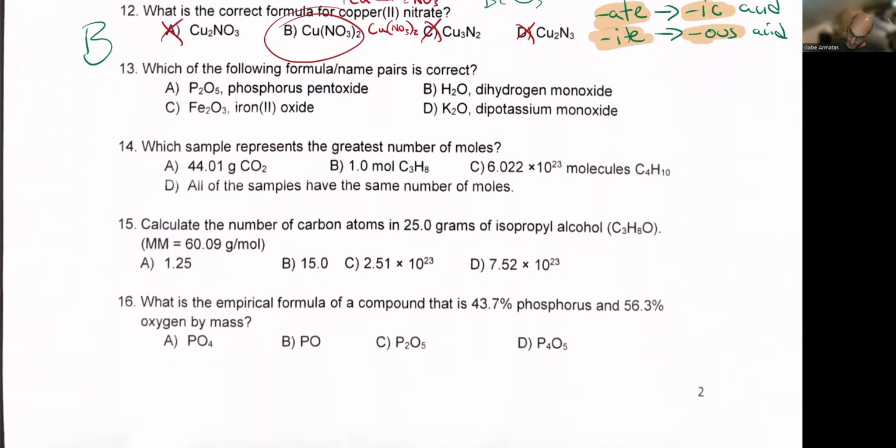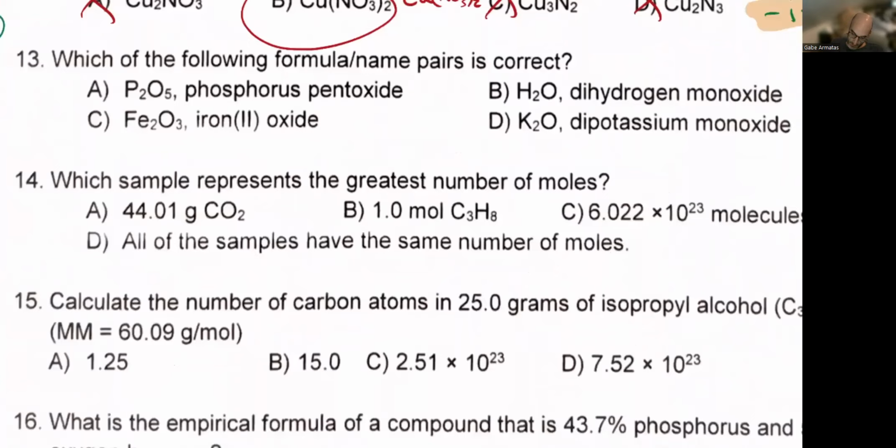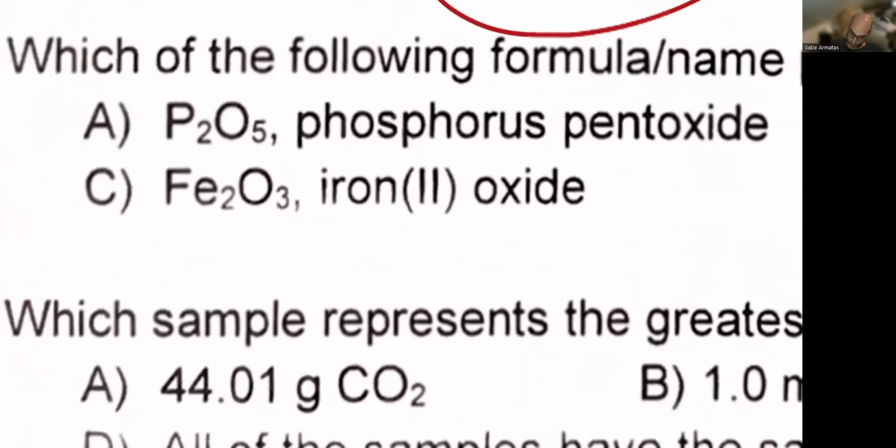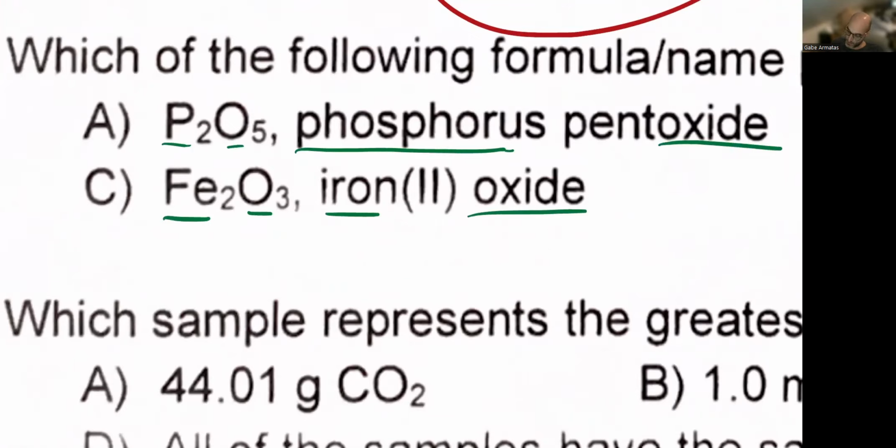Okay, let's take a look. Iron oxide. Okay, that's good. Well, I guess we can start with the first one. Phosphorus oxide. Great. So do I need the pent in front?